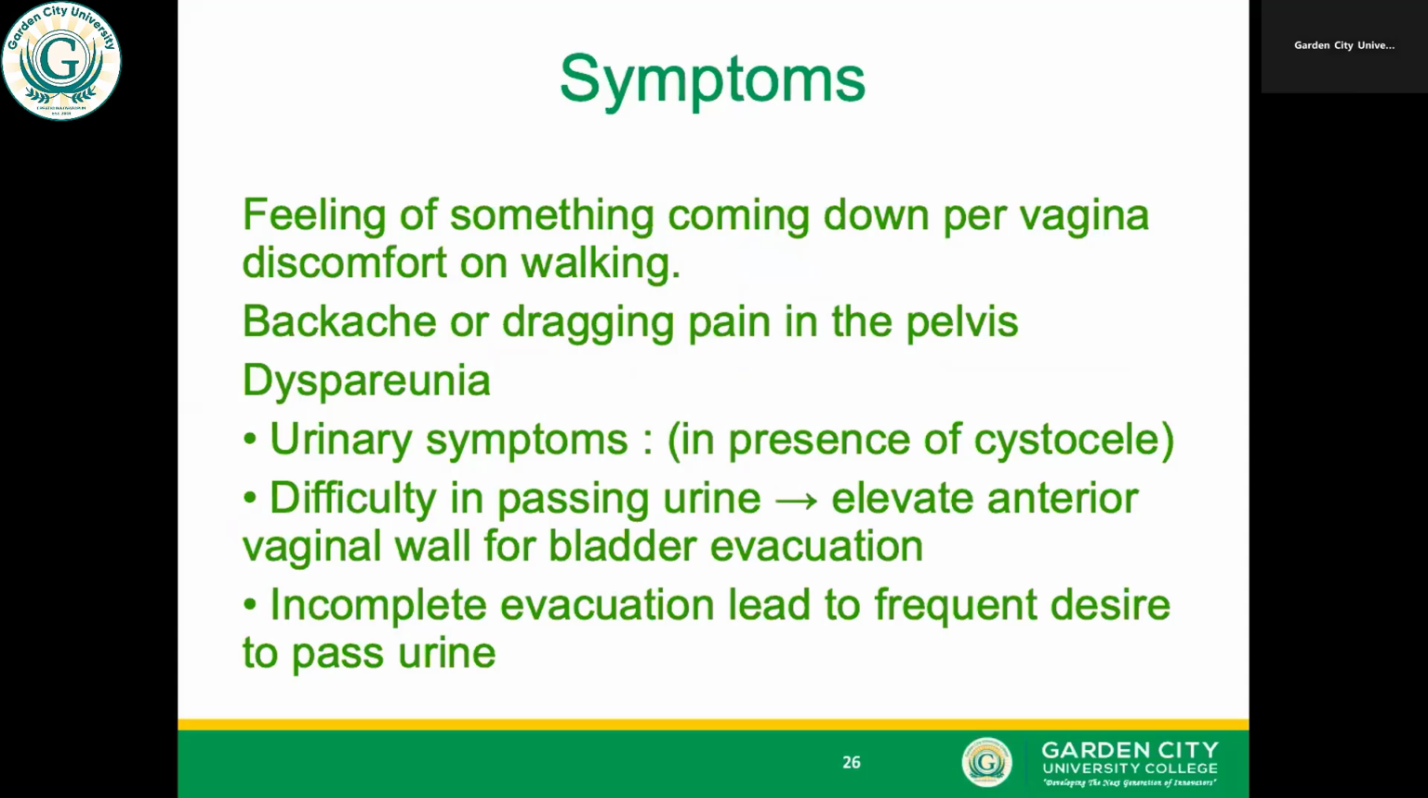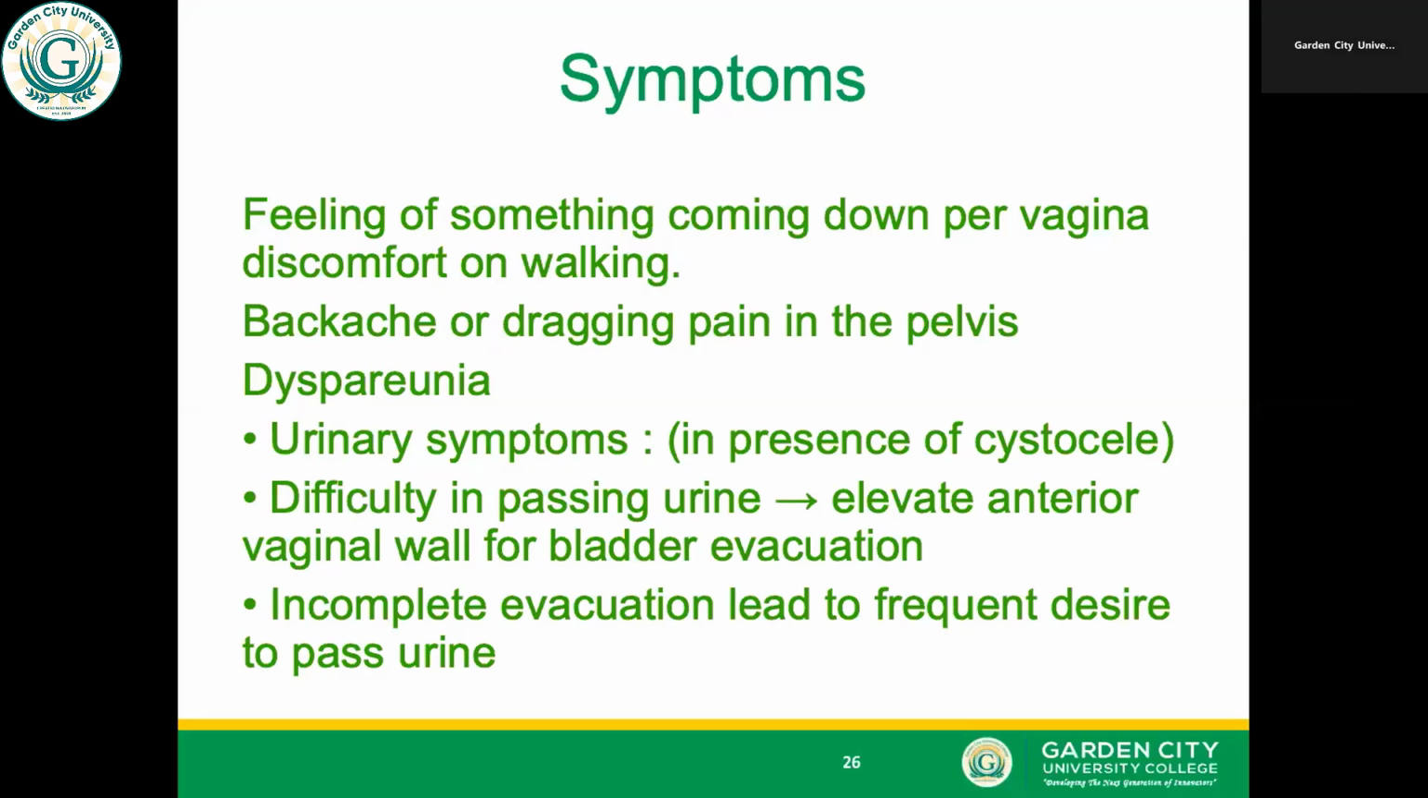So the symptoms. In this case, the woman will complain of feeling something coming down per her vagina, and also discomfort walking. When there is a uterine prolapse, because the uterus is inside the vagina, the woman will feel that there is something inside the vagina. And also when she's walking, she will feel uncomfortable walking. And also there will be backache, and also dragging pain in the pelvis. This is because all these ligaments are pulled, and because it is pulling, it's also attached to nerve endings, and this will cause pain at the back of the woman.